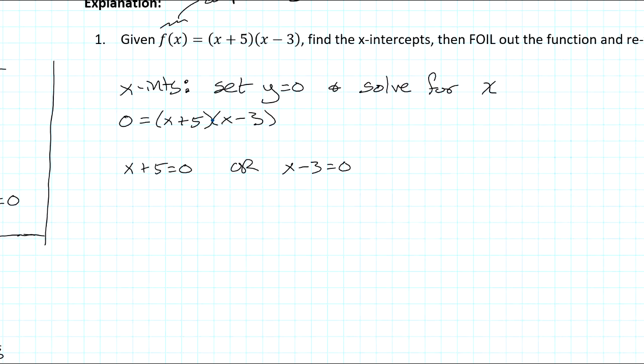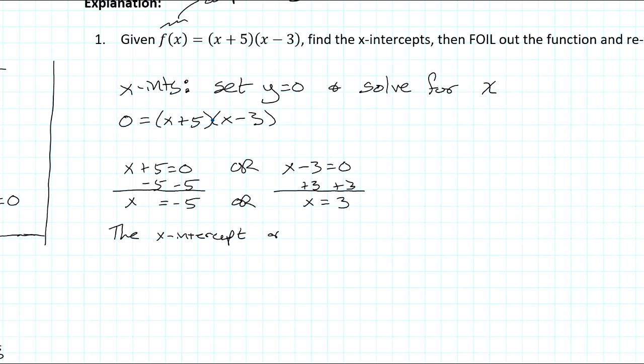So we can solve for x in both of these. I'll subtract 5 from both sides and get x equals -5. Or over here I'll add 3 to both sides, and I will get x equals 3. So I will then write that the x-intercepts are (-5, 0) and (3, 0).